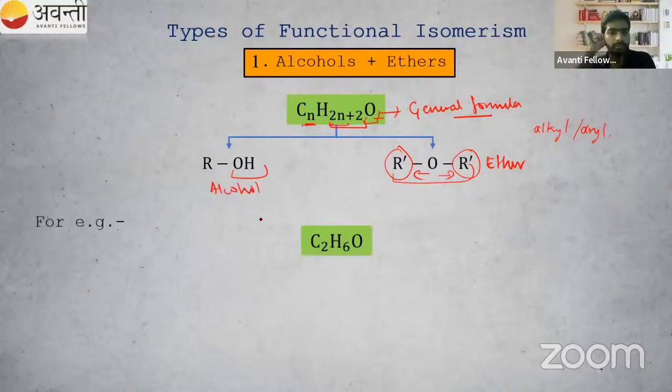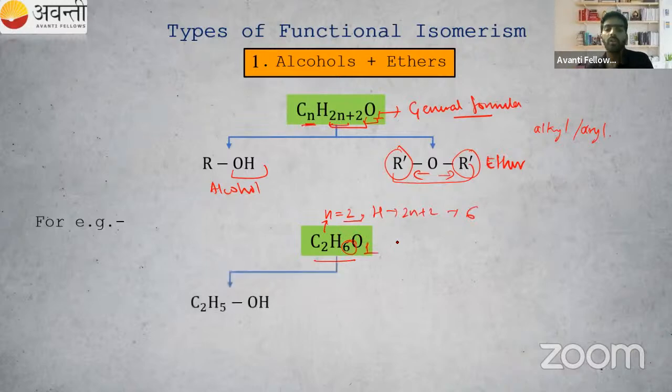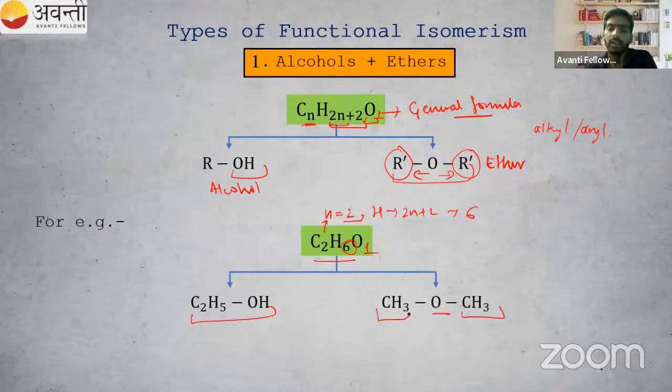So for example, C2H6O. If you compare, n is 2, and hydrogen is 2n plus 2, that means 2 twos are 4 plus 2, which is 6 here, and 1 oxygen. So how can you draw the structure of this? Simple. Draw the alcohol, simple chain C2H5OH, and another one will be OCH3 and then CH3. In both compounds, what is changing? Here the functional group is OH, and here the functional group is ether.